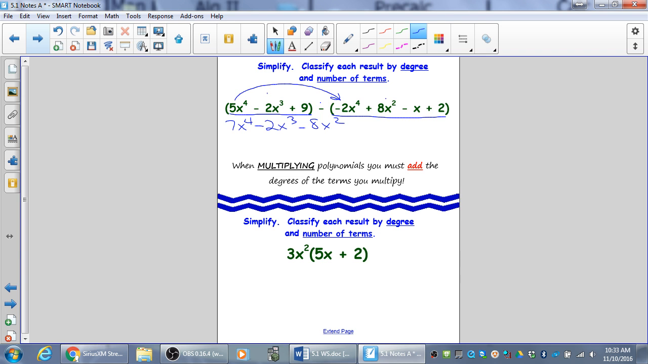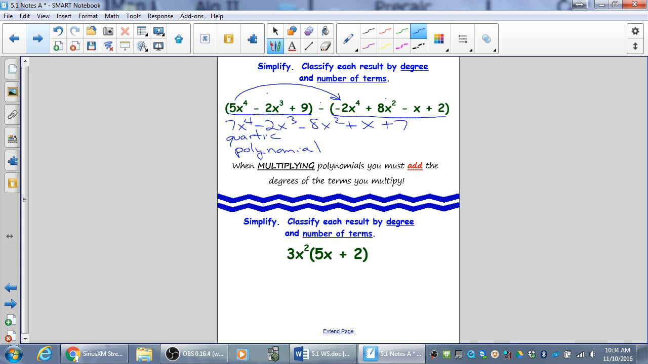I don't have an x in the first one, so that's like 0 minus negative 1. That's plus 1, right? Negative, negative. That'll be a positive. And then we have 9 minus 2. 9 minus 2 is 7. This is a quartic, and it's a polynomial.